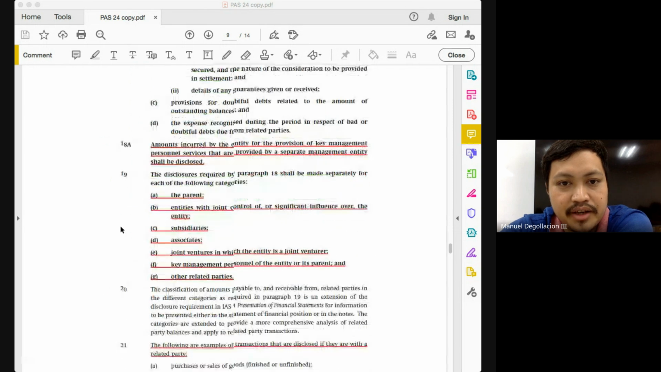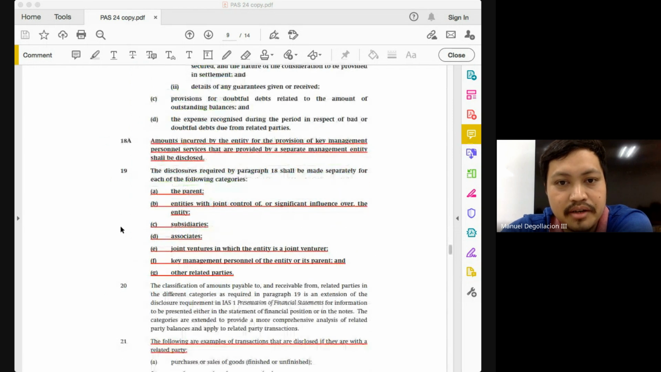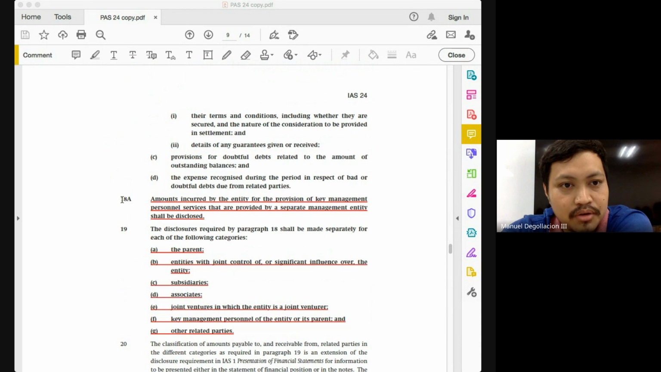Also include paragraph 18A, that could be among the choices. Amounts incurred by the entity for the provision of key management personnel services that are provided by a separate management entity shall be disclosed. Okay, so you might get confused with paragraph 18A and 17A. Here, paragraph 18A requires it to be disclosed.